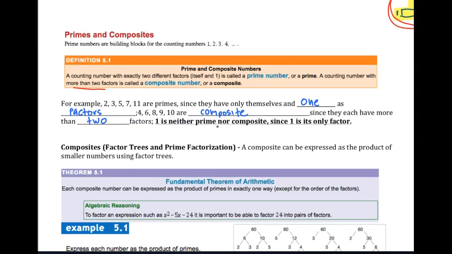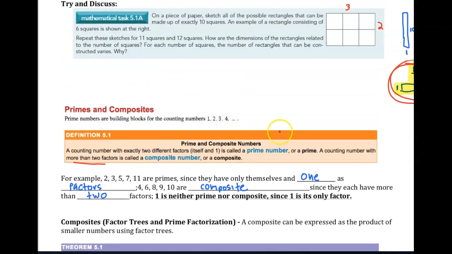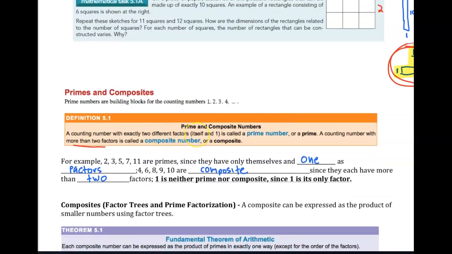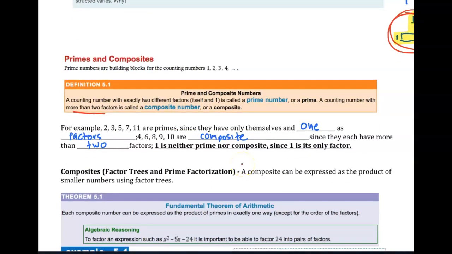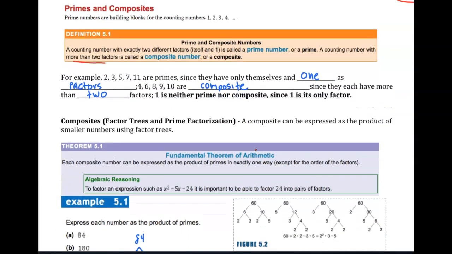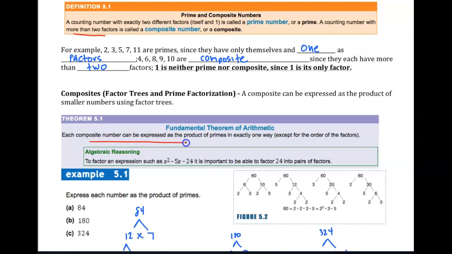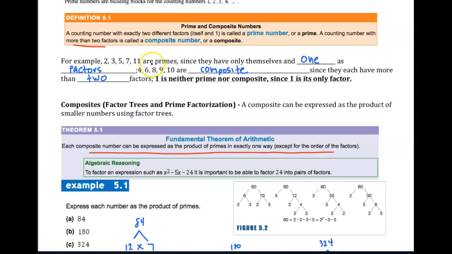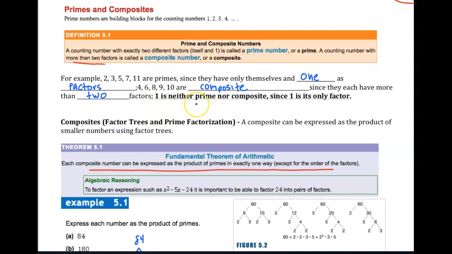And so it's important that we study prime numbers. In addition to having the unique characteristic of having only 2 different factors, one and itself, they're the building blocks of all other counting numbers. What I mean by that is every number can be expressed as the product of prime numbers in exactly one way, right? That's what's unique about them and what's amazing about prime numbers. And so we'll show that example. Another important thing to consider is that 1 is neither prime nor composite, since 1 is its only factor. So it doesn't meet any of those definitions.